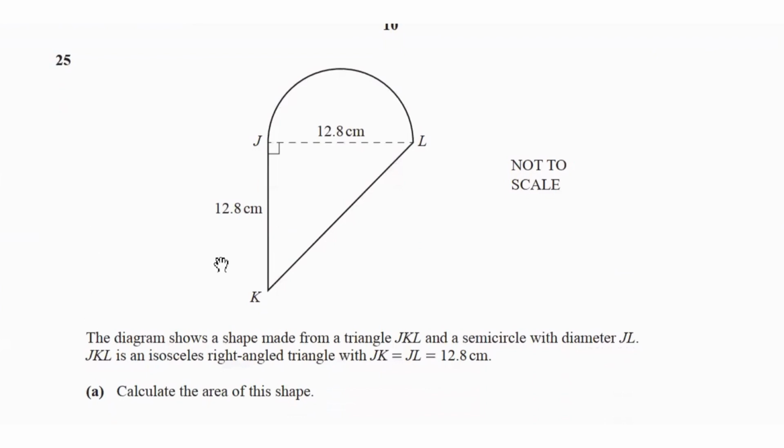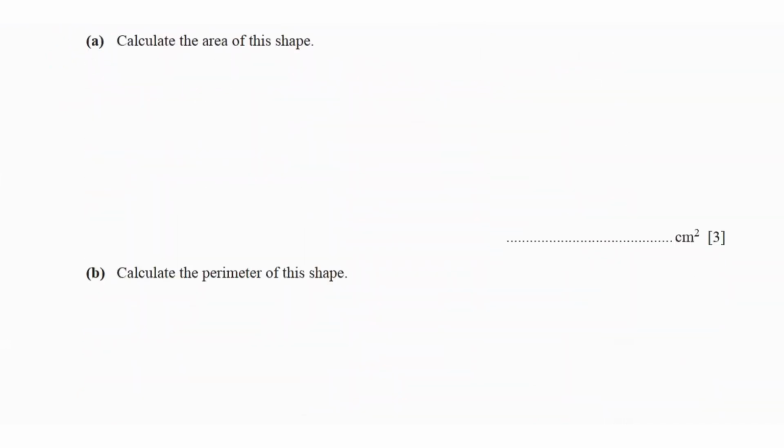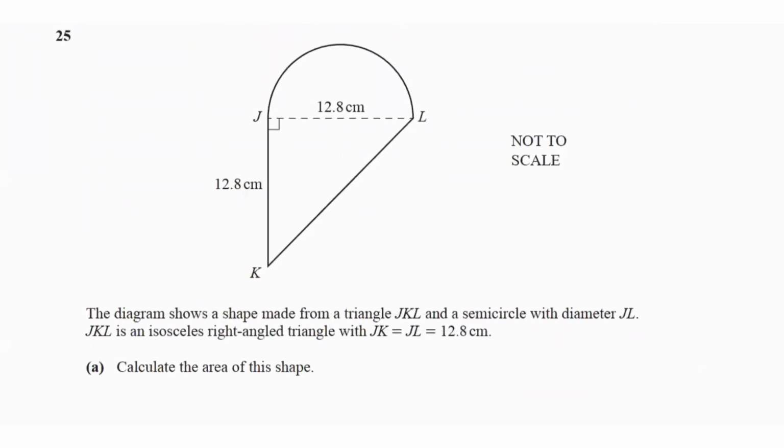Question 25 says that the diagram shows a shape made from a triangle JKL and a semicircle with the diameter JL. JKL is an isosceles right angle triangle with JK equals JL, which is 12.8 centimeters. So as you can see, we have a composite shape over here, which is made from joining a semicircle and a right angle isosceles triangle. They're asking us to calculate the area and the perimeter of this shape.